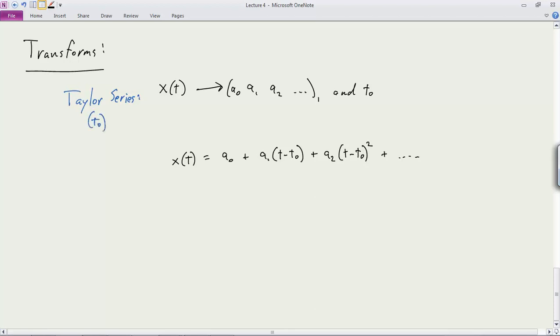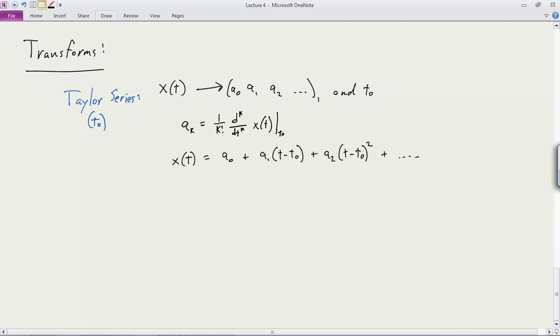Because we know it's a Taylor series, we know how to calculate those coefficients, right? To calculate those coefficients, you would do a_k equals 1 over k factorial times the kth derivative of x of t evaluated at t naught. So that's how you calculate the a's. You use derivatives, and then you can reconstruct your x.